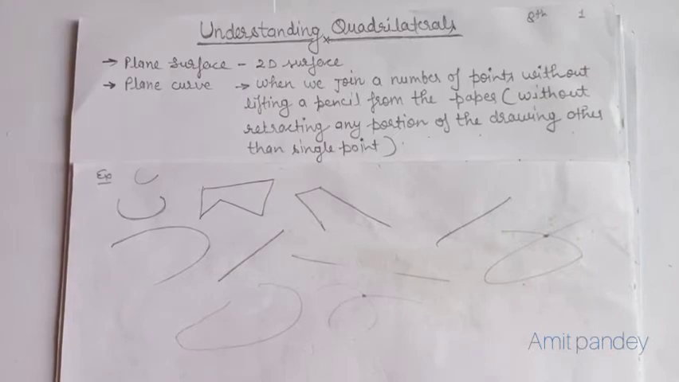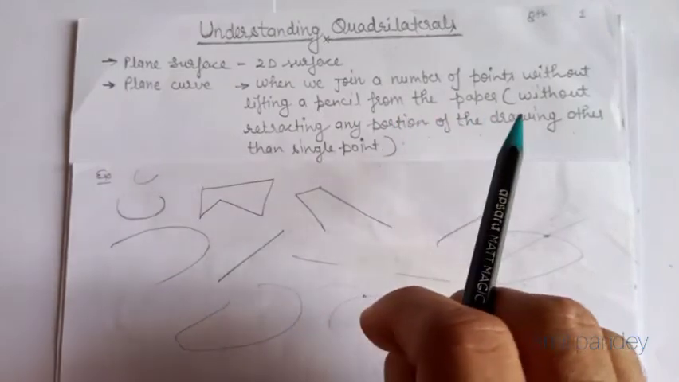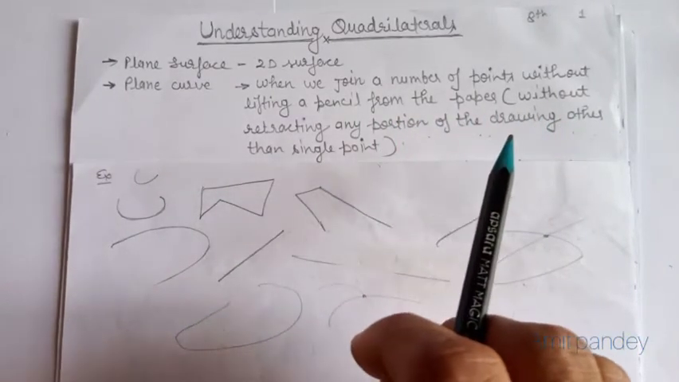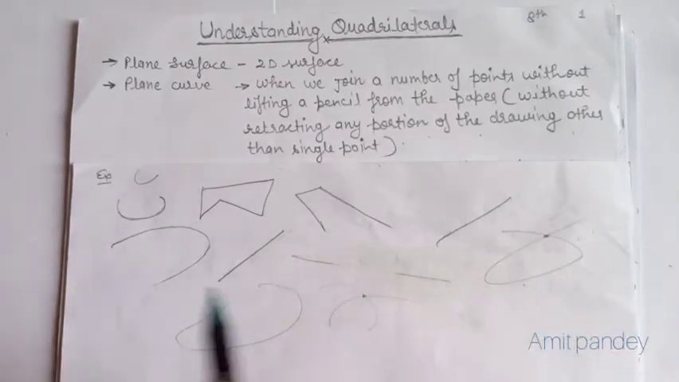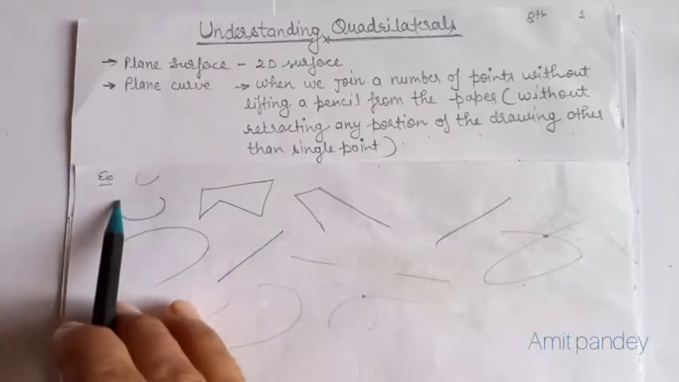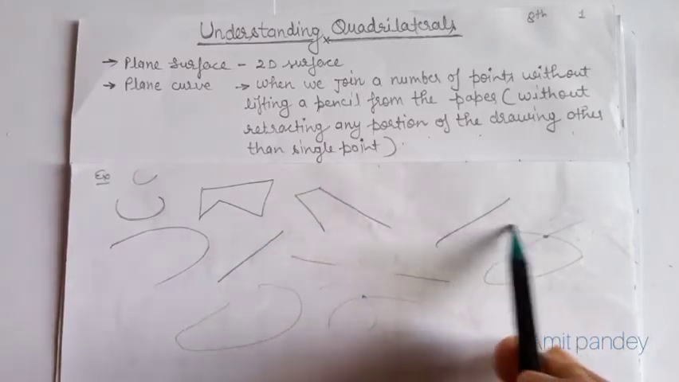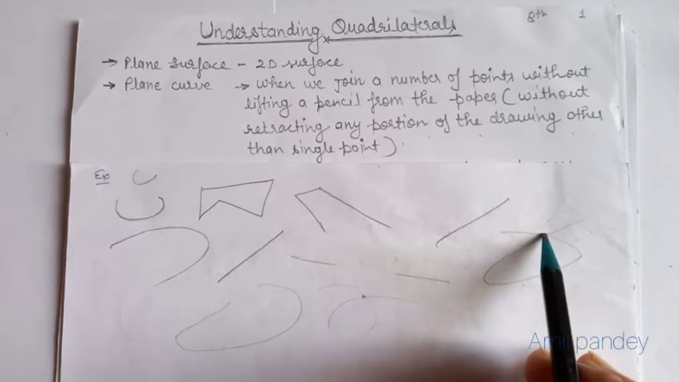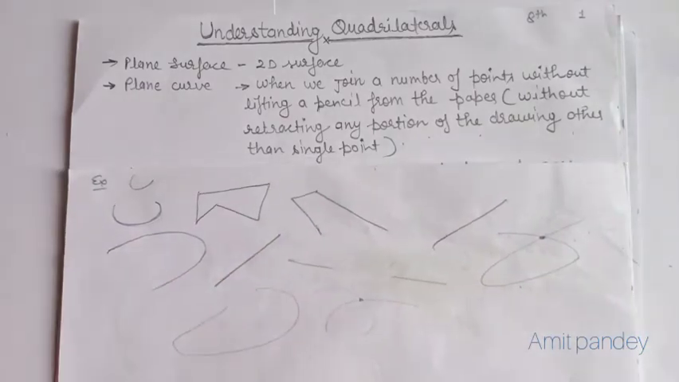So let's move on, students. Plane curve. When we join a number of points without lifting the pencil from the paper, and without retracing any portion of the drawing other than single points, it is a plane curve. Anything you draw without lifting your pen or pencil is a plane curve. Even if it intersects at one point only, it is still considered a plane curve. These are the examples of plane curves.